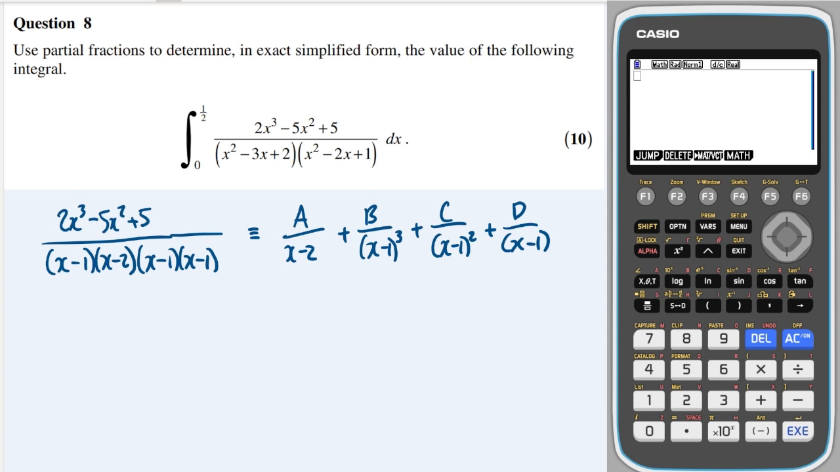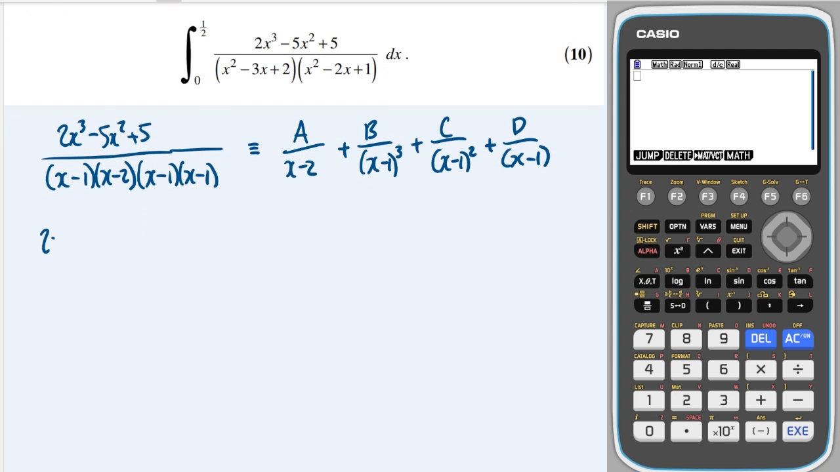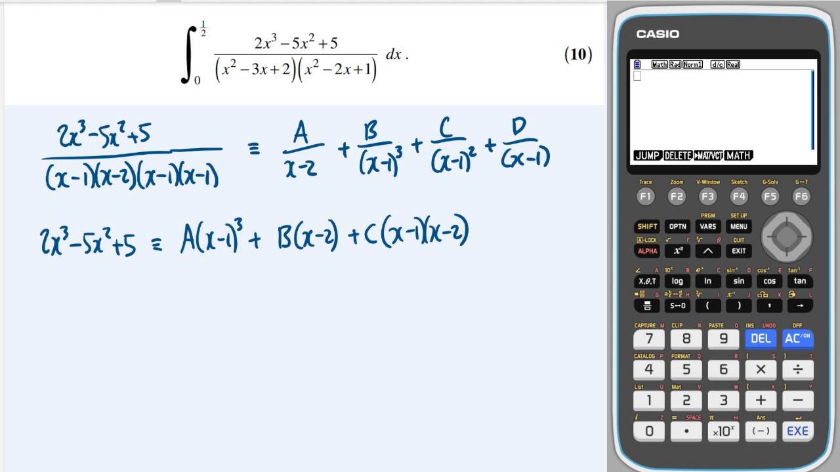And then we're going to multiply up. So we're going to get 2x cubed minus 5x squared plus 5 is equivalent to a(x minus 1) cubed plus b(x minus 2) plus c lots of, there'll be an x minus 1 and an x minus 2, plus d lots of, there'll be (x minus 1) squared and an x minus 2. Crazy. Okay, you know the drill.